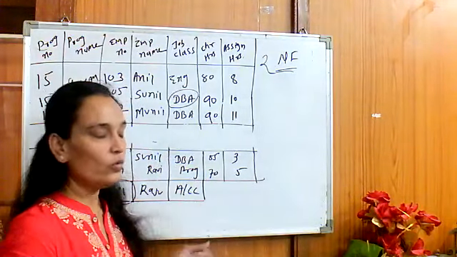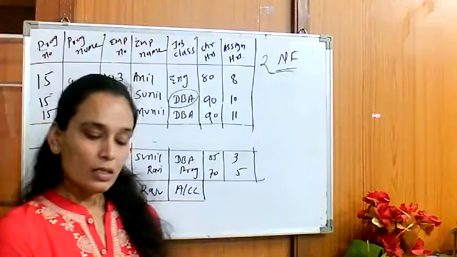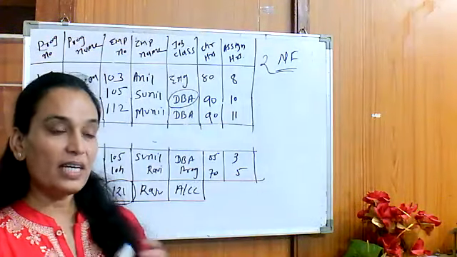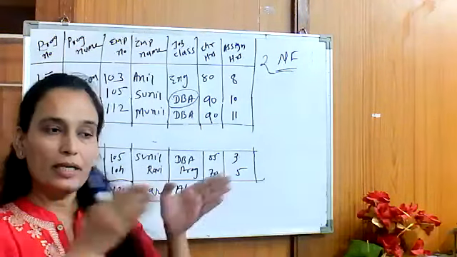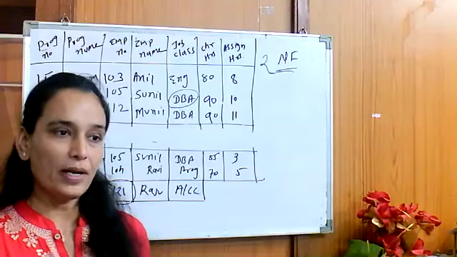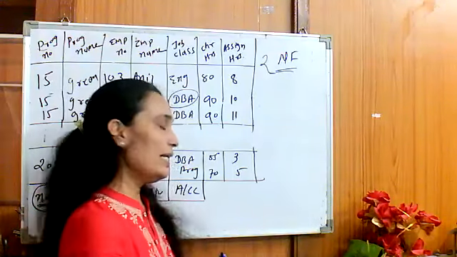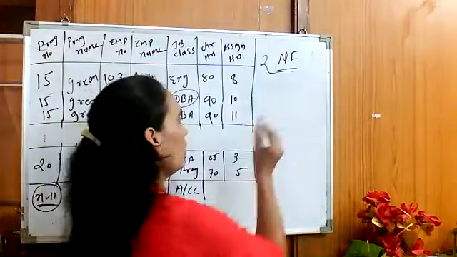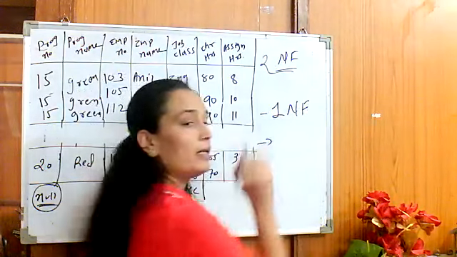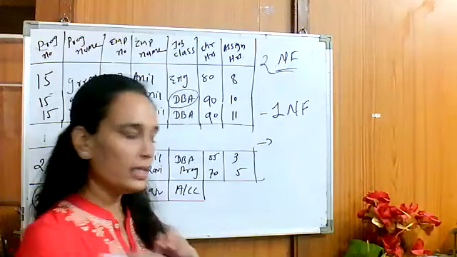So what can we do? We can convert this first normal form into second normal form. So how can we convert first normal form into second normal form? We can decompose one table into different tables. First of all, we have to know what is the requirement of second normal form. Second normal form requirement is it must be in first normal form. Our table must be in first normal form. And another requirement is there should be no partial dependency.